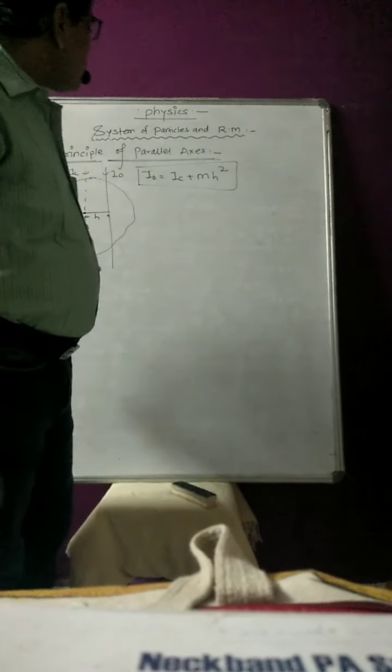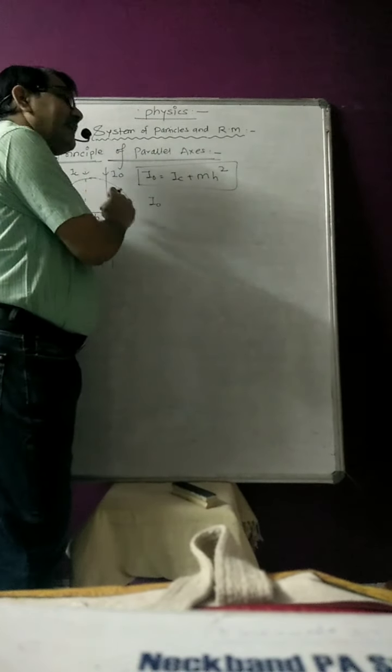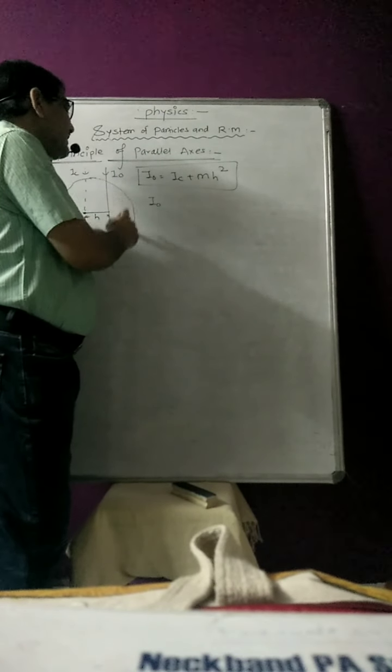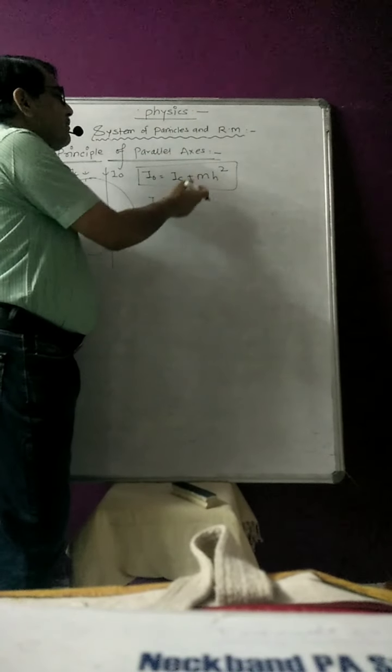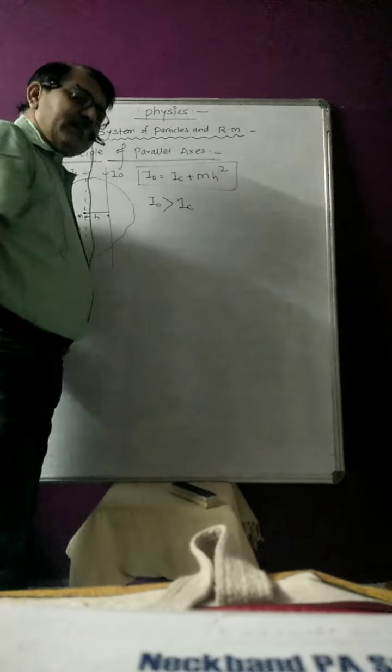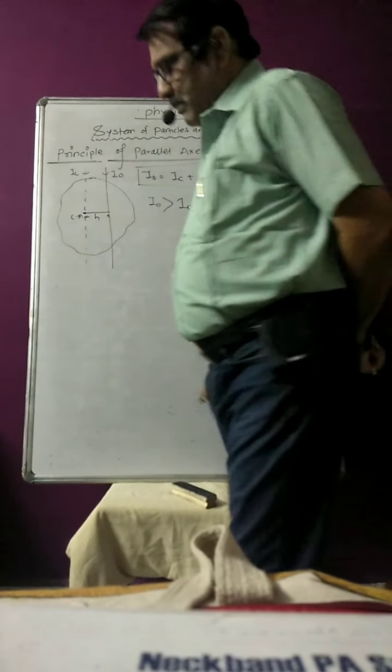So here, the moment of inertia about the given axis, suppose I want to find out I0, is always greater than IC. How much greater? By the term m into h square. With that term, the moment of inertia of a body about a given axis will always be greater. You remember that first of all.